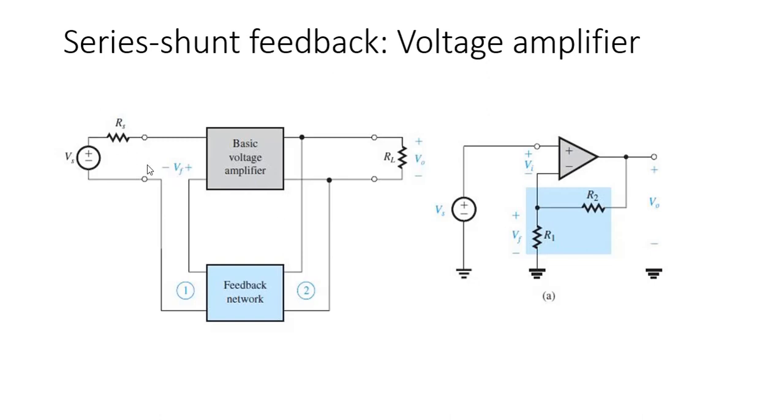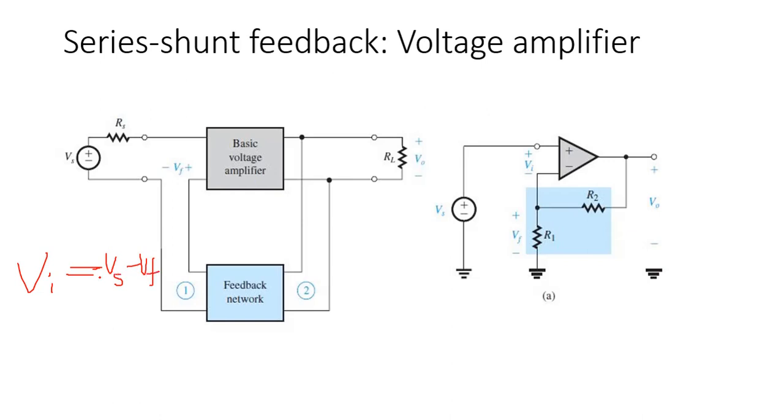Here, the input resistance required is high and the output resistance required is low. The feedback network provides the feedback voltage Vf, which is subtracted from the input voltage source Vs to give the input voltage Vi to the amplifier. So Vi is Vs minus Vf.